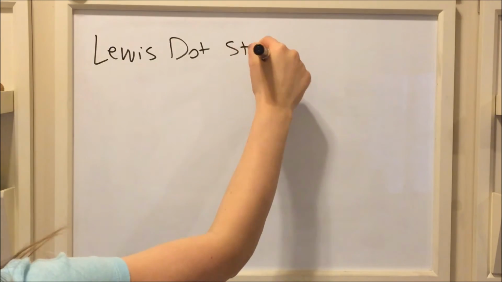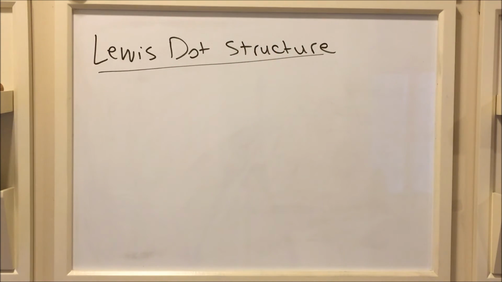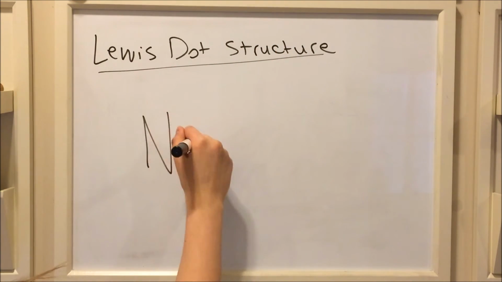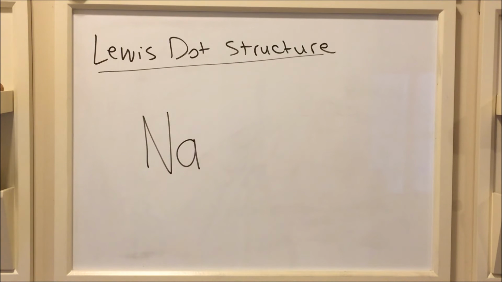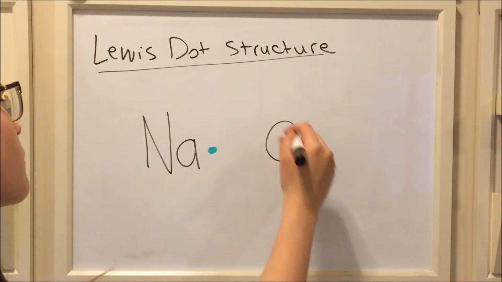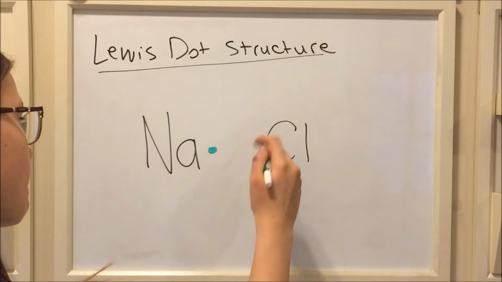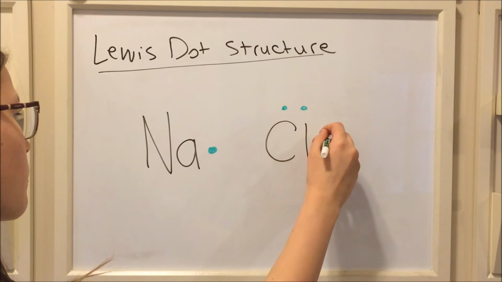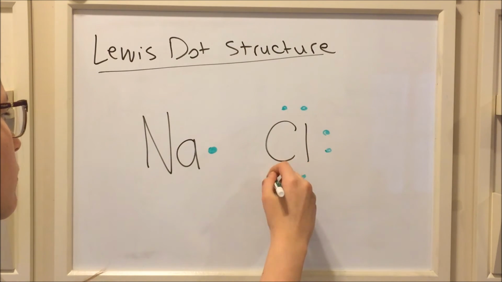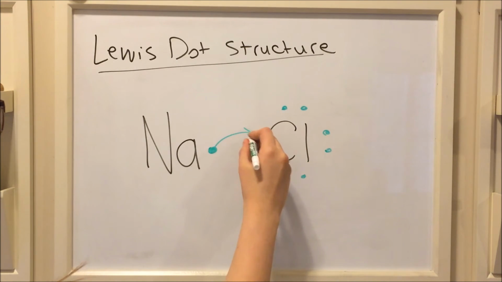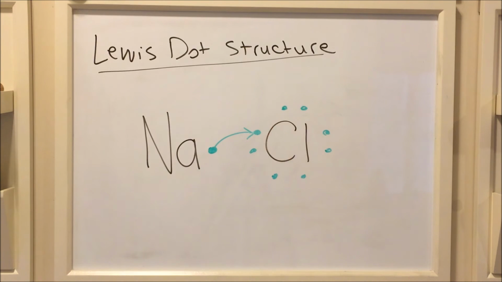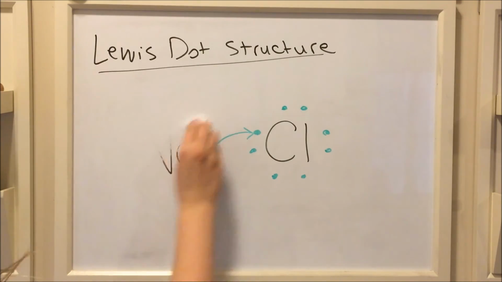There's actually another way to draw ionic bonds, and it's called the Lewis dot structure. Here, a dot represents a valence electron. Sodium has 1 valence electron and chlorine has 7 valence electrons. So you can just draw an arrow showing that sodium donates an electron to chlorine.